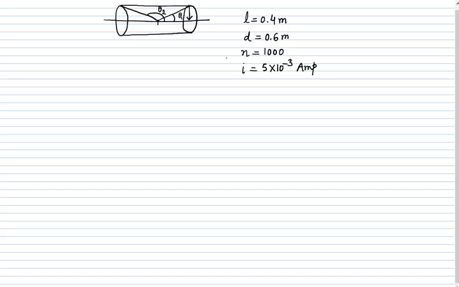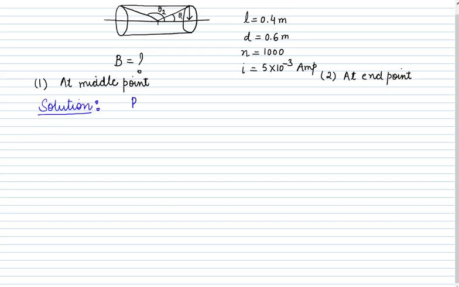Then we have to calculate the magnetic field at the middle of the axis. At this point, we have to calculate the magnetic field of the solenoid and also at the end of the solenoid. So first part, we have to calculate B at the middle point of the solenoid, and second is at the end point. So let us quickly move to the solution.